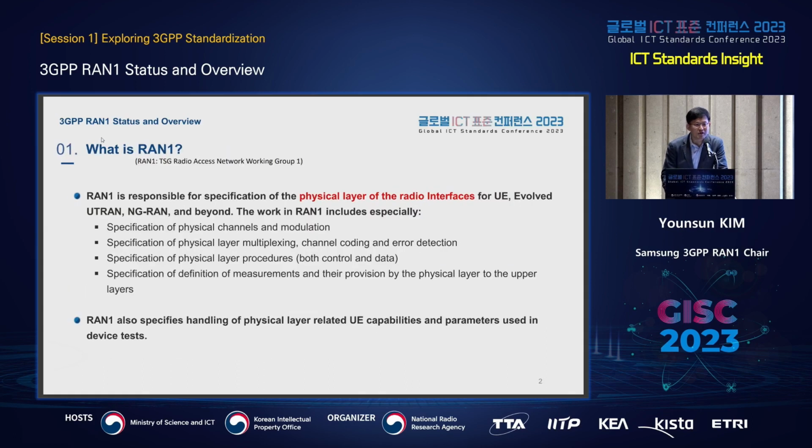Before we discuss what's happening in RAN1, I just want to share with everyone what RAN1 is. RAN1 is the working group in 3GPP that is in charge of the physical layer design of the 3GPP specifications. So we're in charge of the physical channel, modulation, physical layer multiplexing, channel coding, error detection, any physical layer procedures and definition of measurements and their provision by the physical layer to the upper layers.